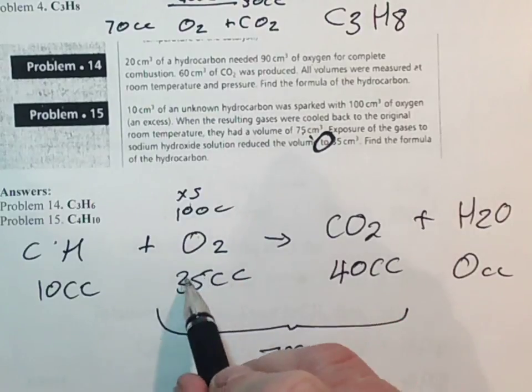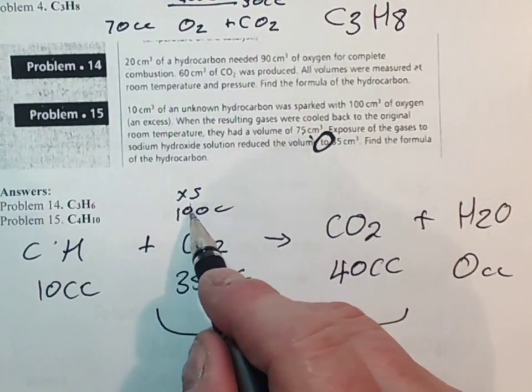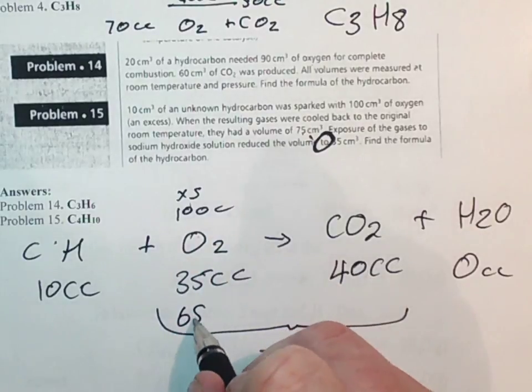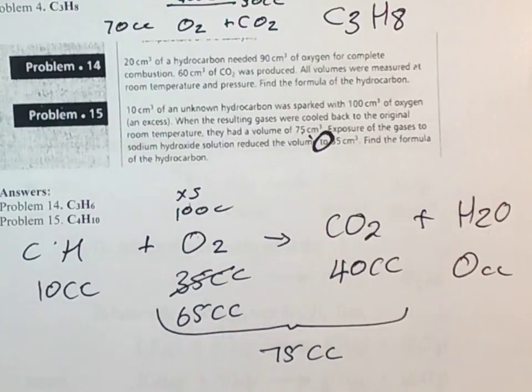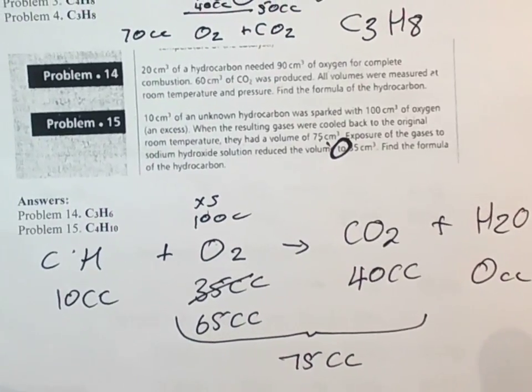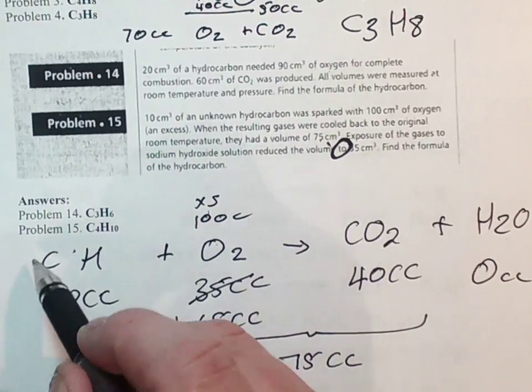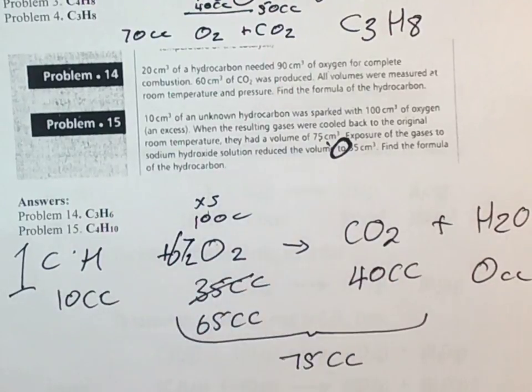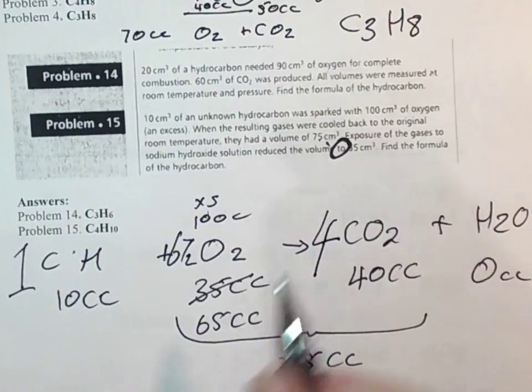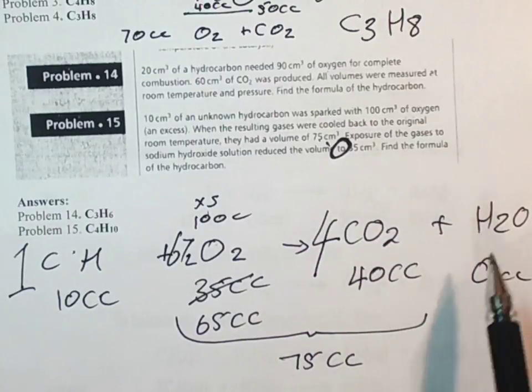So that was unreacted oxygen, so the amount of oxygen that did actually react must have been 65 cc. So be careful there. That's the oxygen in there that is not reacted. Okay, so we can now start putting in numbers. So we've got our 1 there. We have got 6.5 O2 there. We've got 4 there. And we can work this out now.